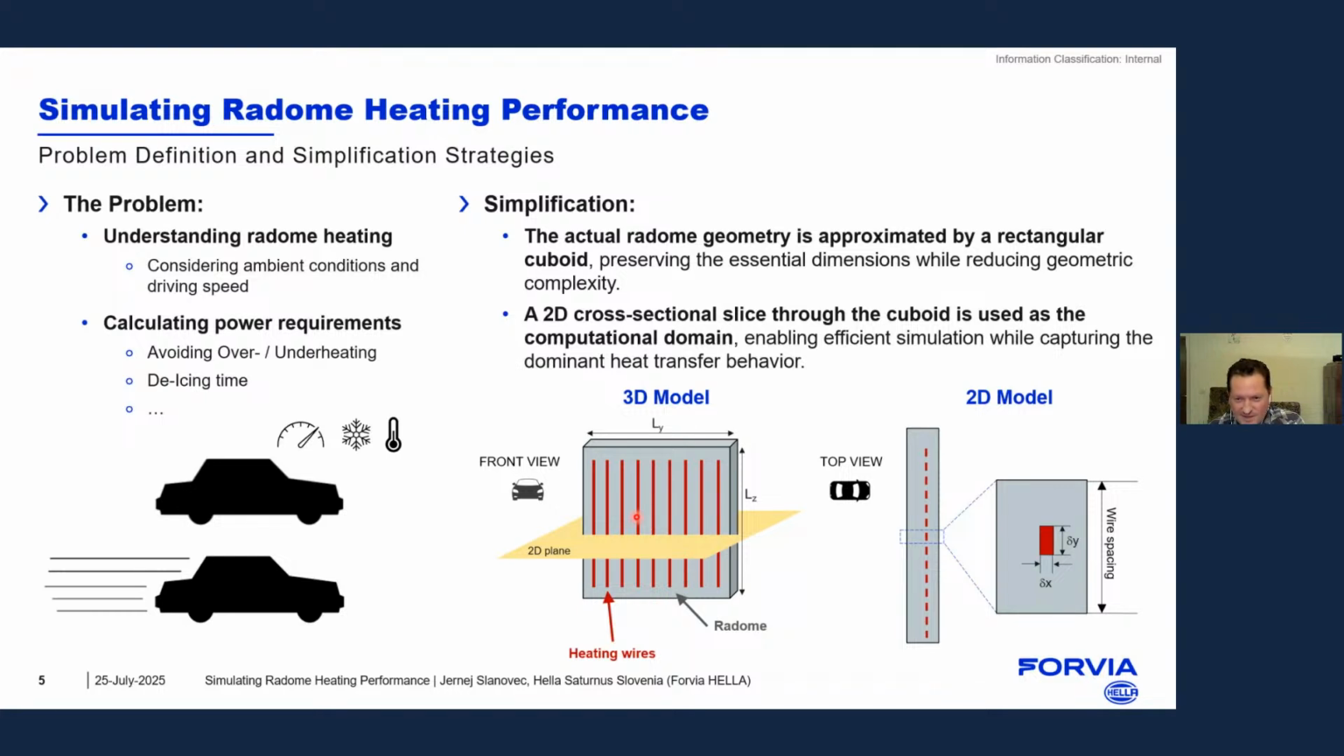How we set up our reasoning: we simplified the actual radome, approximated it by a rectangular cuboid. Then we took a 2D plane, made a slice over this simplified geometry, and what we're left with is this 2D model, which just by looking at it is really nicely suited for further analysis in the Wolfram Mathematica.